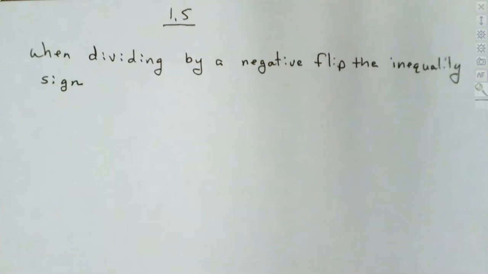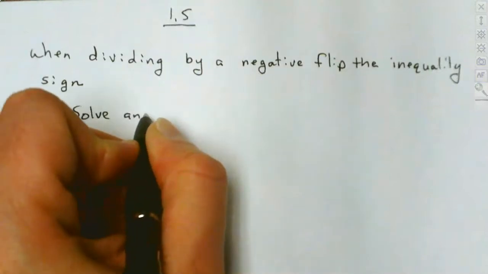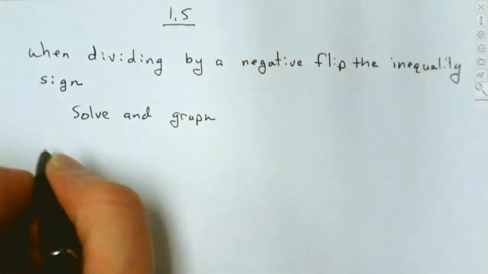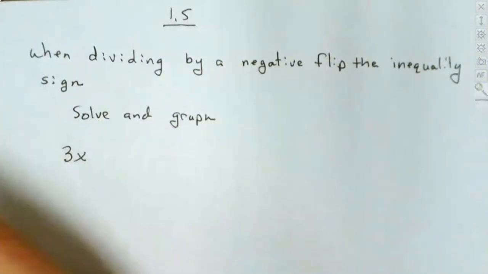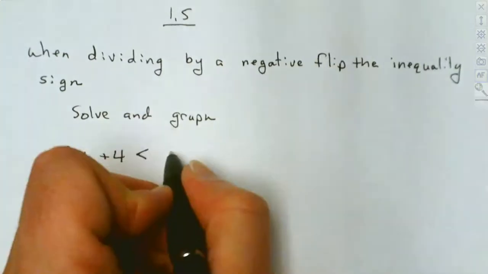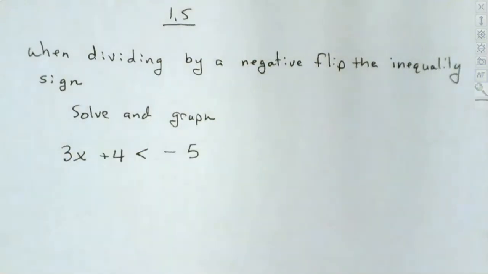So we're going to work through several of these. Some of them you'll have to flip the sign. Some of them you won't. Okay, so let's look at some of these here. And let's try to solve and graph on these. And let's say 3x plus 4 is less than negative 5. So this one's going to be pretty simple to work through.